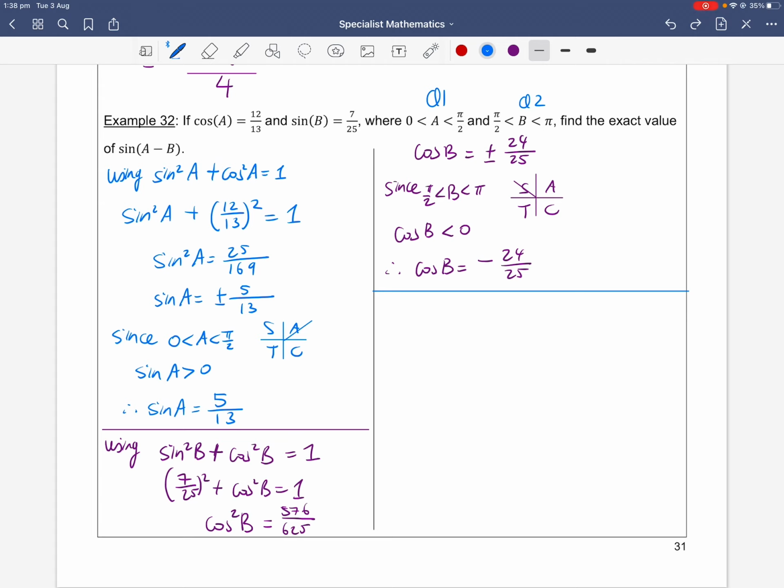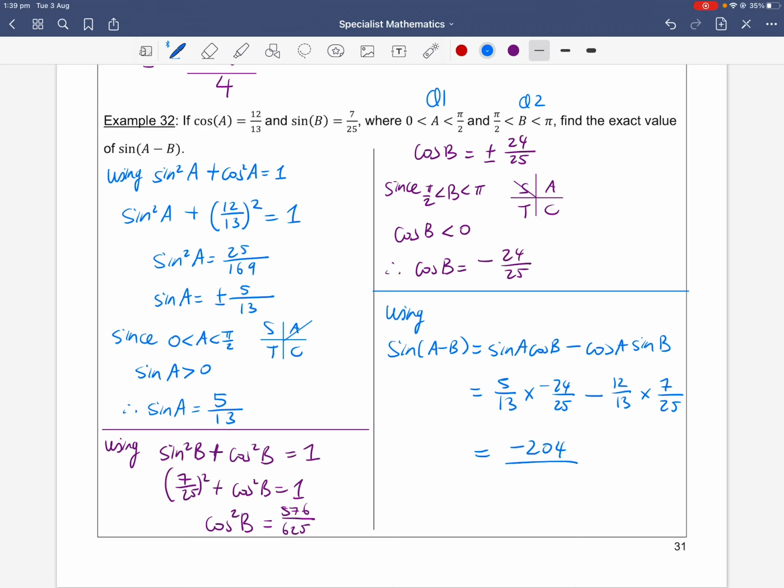So using the identity, copying from the formula sheet, sine of A minus B is sine A cos B, so this is the one we talked about today, minus cos A sine B. We can just substitute the values in. So sine A, we worked out was 5 on 13. Cos of B, we worked out was negative 24 on 25. Minus cos of A, we were given as 12 over 13, times sine of B, we were told in the question is 7 over 25. If you calculate all of that, that gets you 204 over 324.